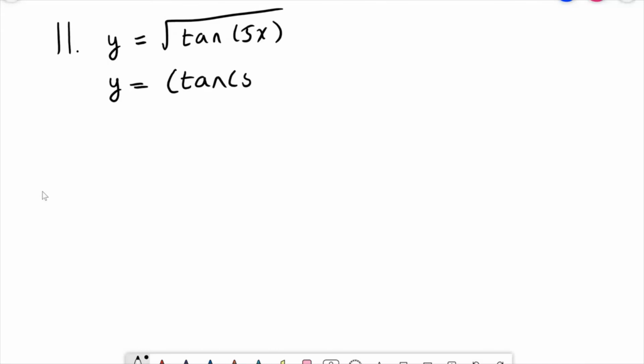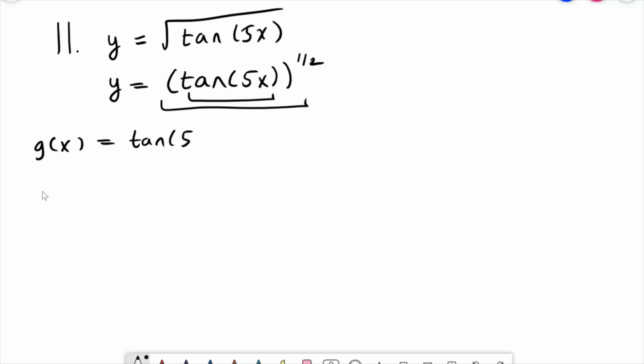Okay, so number 11, we have this function, y is equal to the square root of tangent of 5x, and this is a function we'll be using the chain rule with. Remember that a strategy that is always helpful is to write it in terms of a fractional exponent, which is what I'm going to use right now, 1/2. When I take the derivative, I see that there's going to be an inside function and an outside function here.